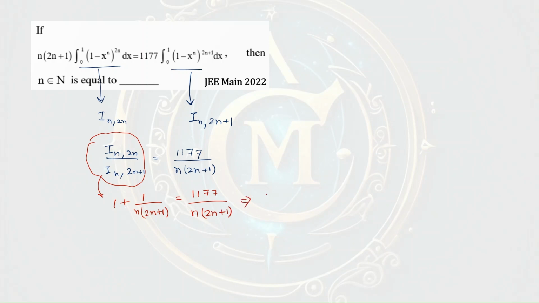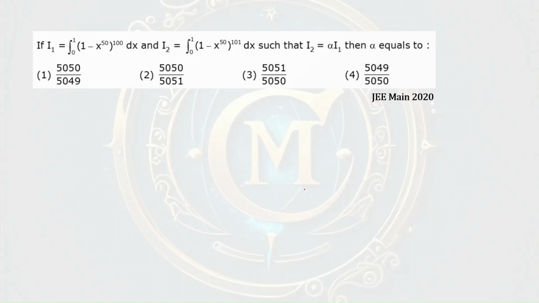So that means 1176 by n into 2n plus 1 is equal to 1. And if you rearrange these terms, you will get a quadratic equation. From there, you can get the positive value of n. As n belongs to the set of natural numbers, n will be equal to 24. So you can see how you can easily handle this type of question in under 1 minute if you know this direct relation. Let us proceed with the next question.